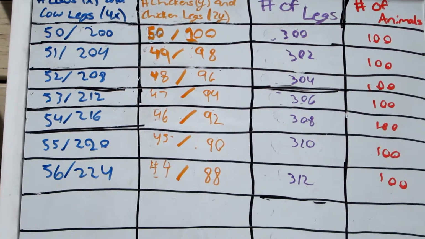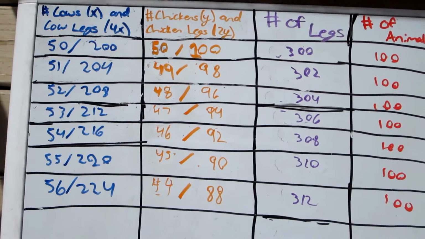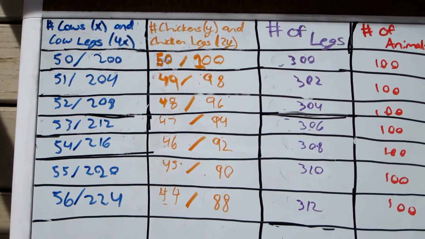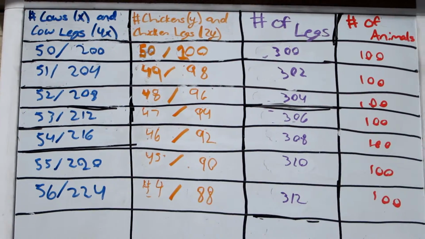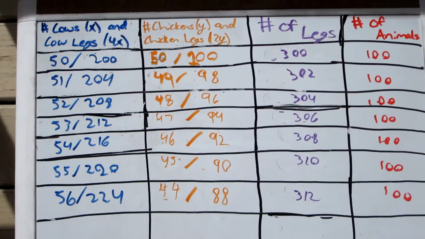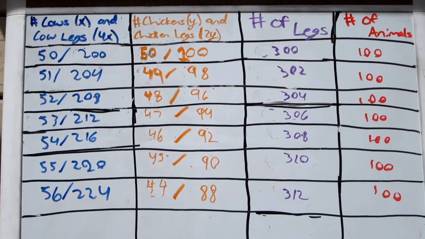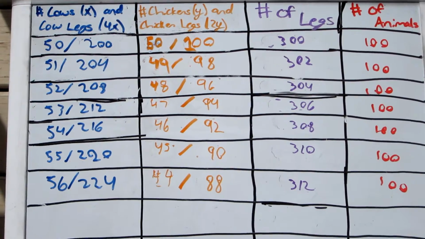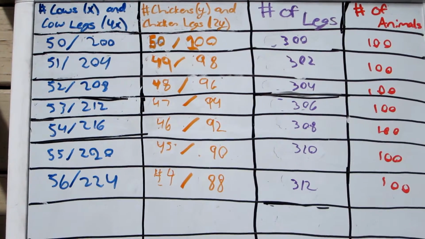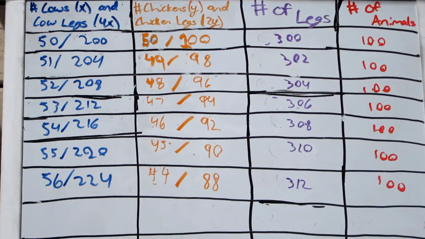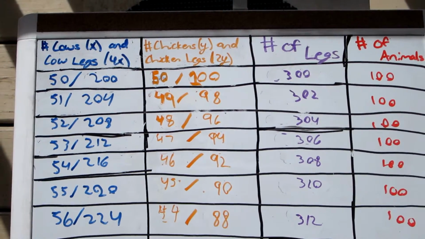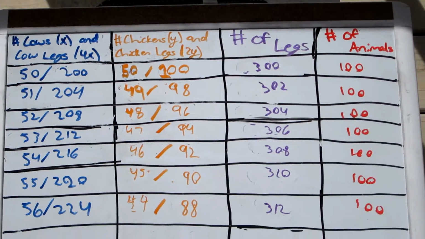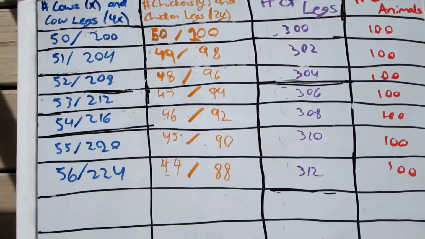So you keep going with 51 cows, 204 legs, 49 chickens, 98 legs, and you get 302, but that's not 312 yet. So keep going until you reach 312. So when you get to 56 and 44, you get 224 cow legs and 88 chicken legs, which is 312 number of legs, and number of animals is still 100.